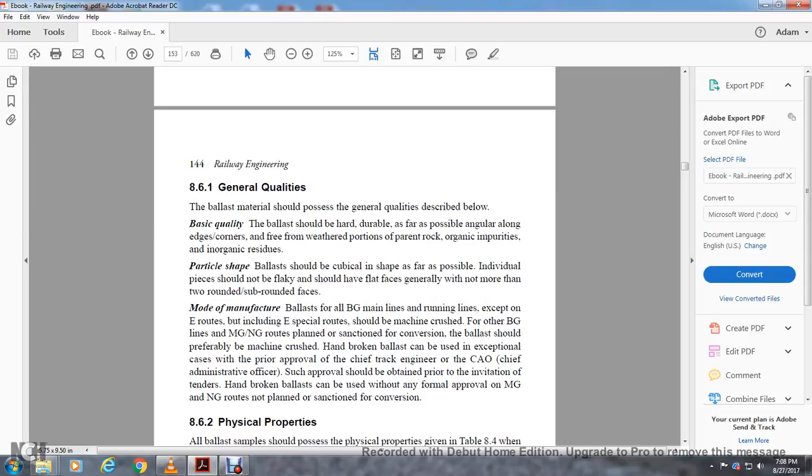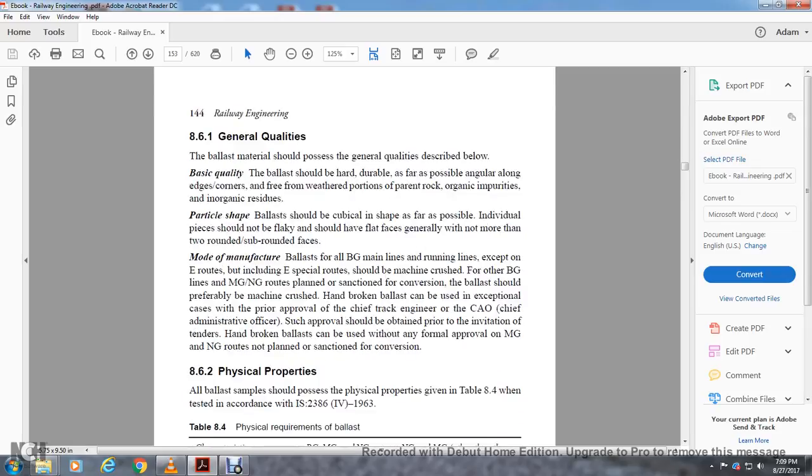8.6.1. General qualities. The ballast material should possess the general qualities described below. It should be hard, durable, as far as possible angular, with sharp edges and corners, and free of the weathered portion of the parent rock, organic impurity, and inorganic residue. Ballast particle shape. Ballast should be cubical in shape as far as possible. Individual pieces should not be flaky. They should have flat faces, generally with not more than two of them round or sub-round faces.